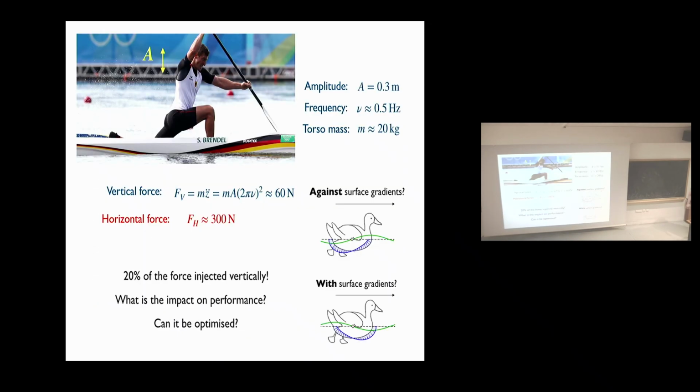You can really see their bodies moving up and down, and the boat is really pitching and heaving a lot. To put in some numbers, take the torso of Sebastian Brendel and oscillate it at a frequency of 0.5 hertz. You can work out that the vertical force you get from that is around 60 newtons. If you compare that to the horizontal drag force, which is about 300 newtons, that's significant. You're talking about a significant amount of force injected vertically.